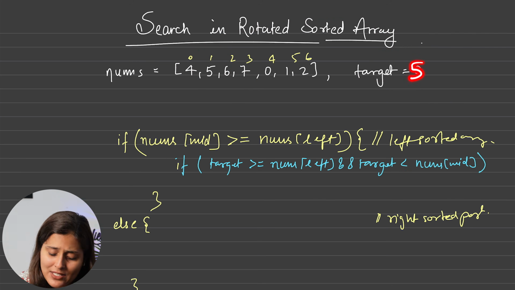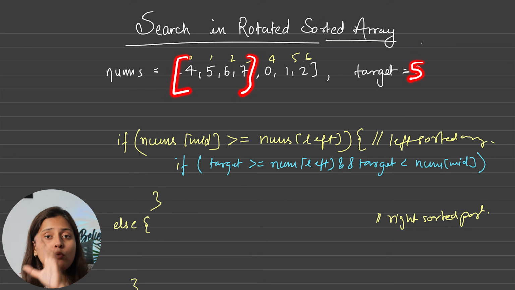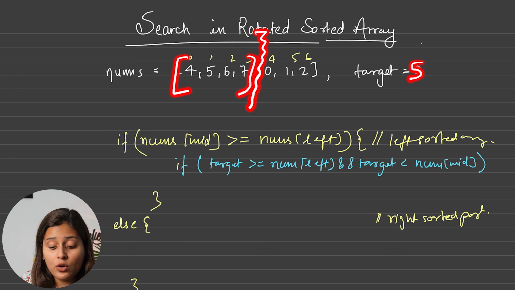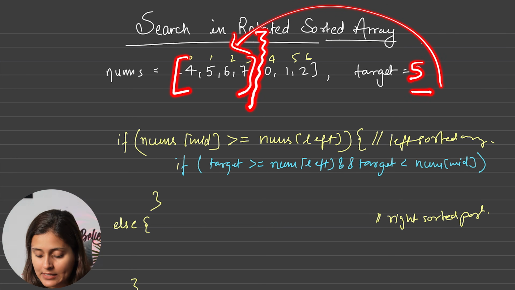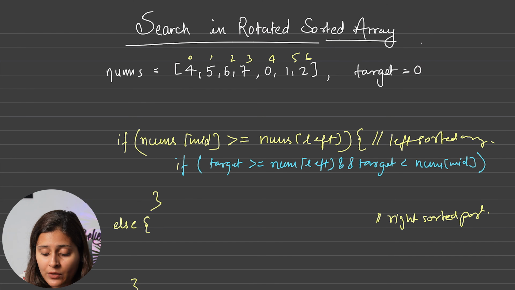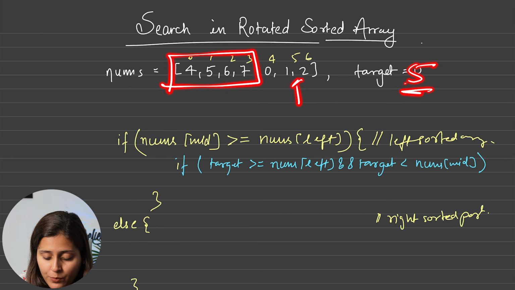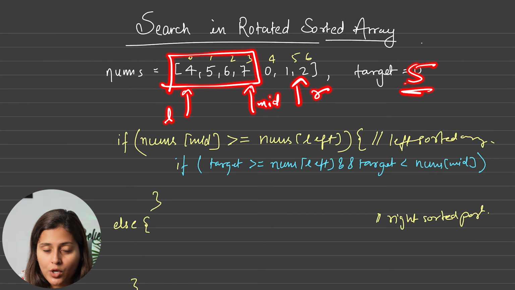Suppose the target was 5, instead of 0, suppose the target was 5. So you can say yes, your target lies between 4 to 7. So definitely you have to apply the binary search logic in the left sorted part, correct, because the target is also there only. Yes. So if it was 5, then what will you do? If this is the sorted part, your right is pointing to 2, your mid is pointing to 7, and your left is pointing to 4. So you want to search in the left half, correct?